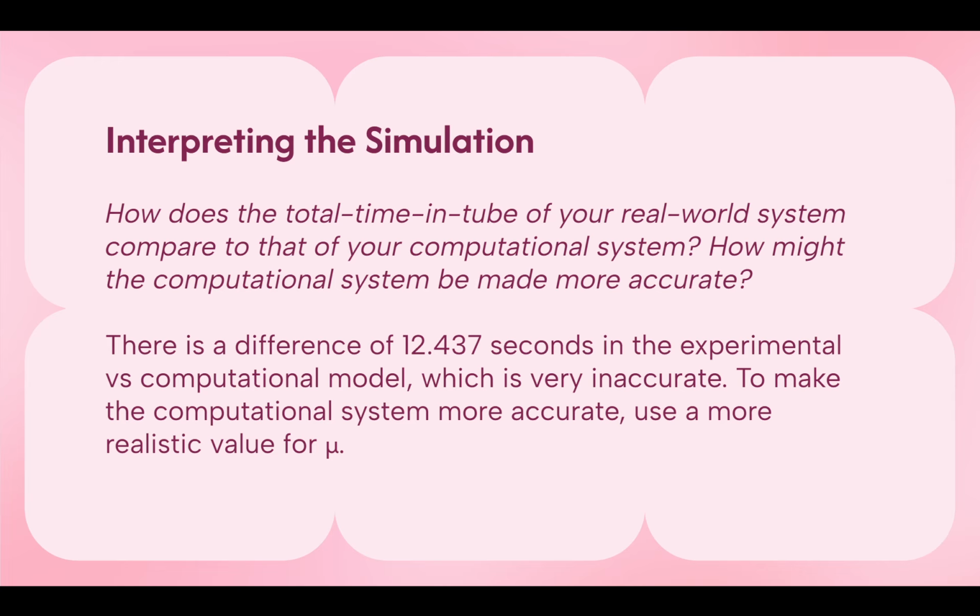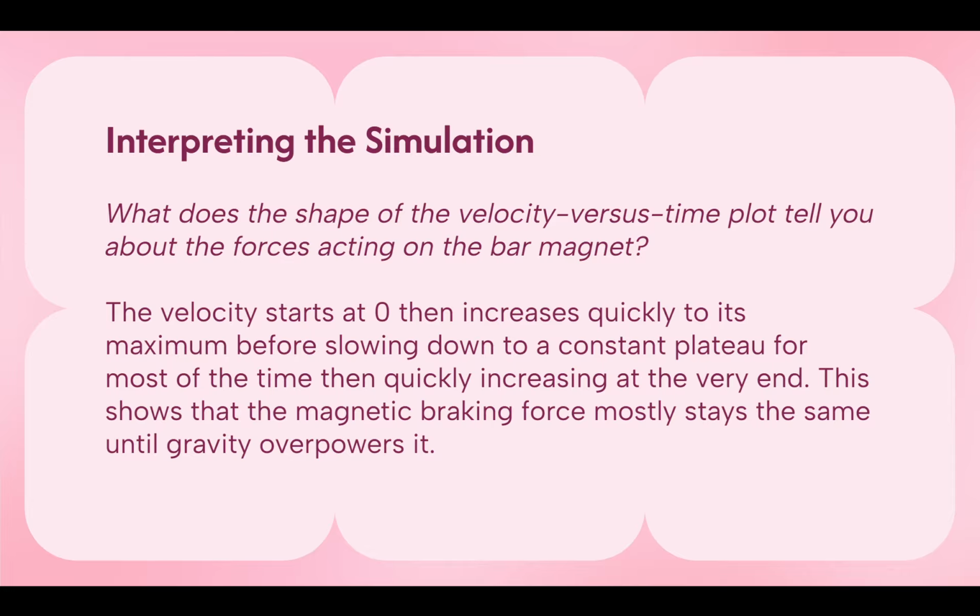There is a difference of 12.437 seconds in the experimental versus computational model, which is quite a big difference. As I said before, to make the computational system more accurate, we should use a more realistic value for mu, such as 3. The graph has the velocity starting at 0, then increasing quickly to its maximum, before slowing down to a constant plateau for most of the time, then quickly increasing at the very end. This shows that the magnetic braking force mostly stays the same until gravity overpowers it, and the tube is over.